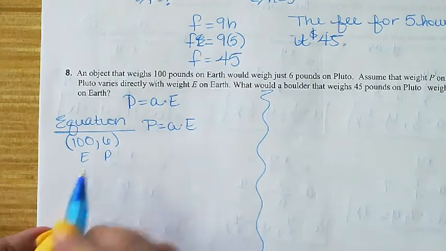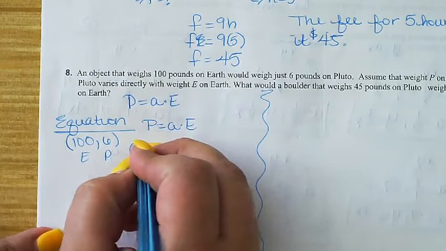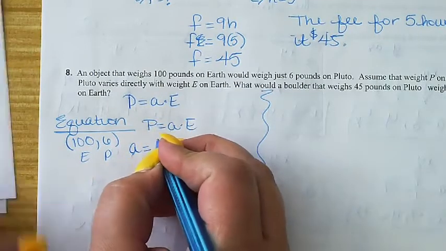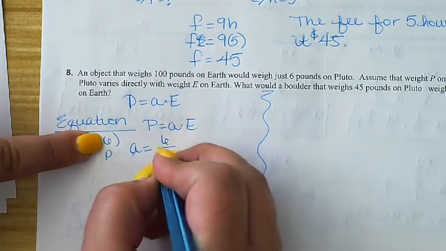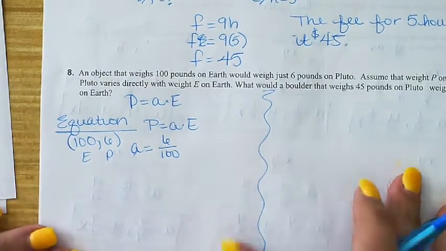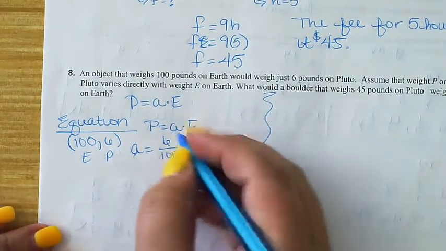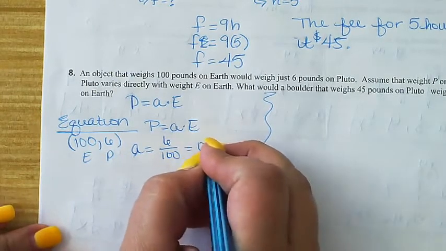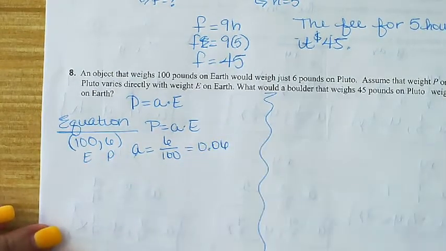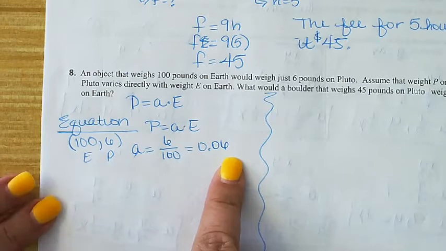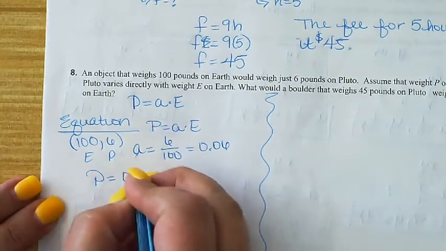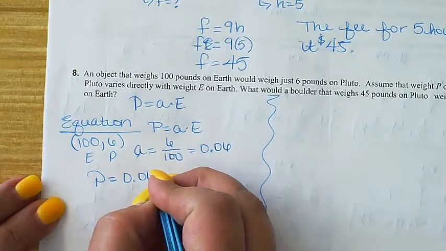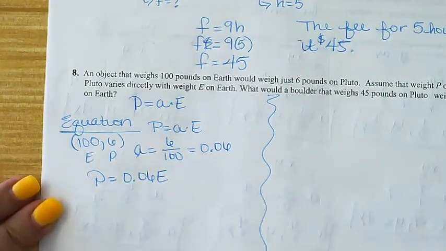Okay, and so I know I can always find that constant of variation by doing y over x, or in this case, the weight on Pluto over the weight on Earth. When I simplify that, I realize, oh, that's just 6/100ths. There's my constant of variation. I now know that the equation for the weight on Pluto is just 6/100ths of whatever the weight on Earth is.